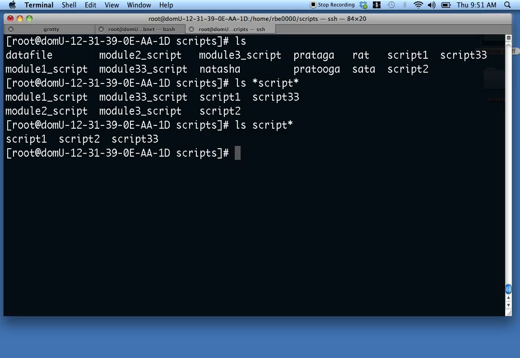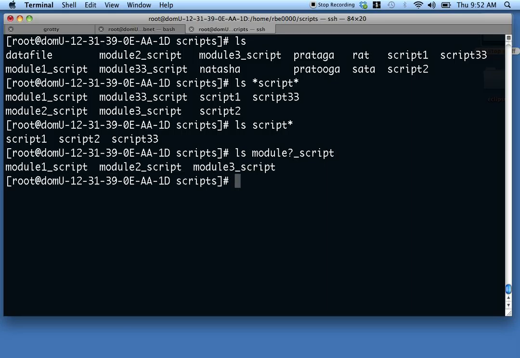If I am looking for my module whatever scripts, I can do ls module dot question mark underscore script. And that'll show me some of my module scripts. That'll show me my module 1, module 2, module 3 script. It didn't show me my module 33 script, so you still kind of need to know what you're looking for.